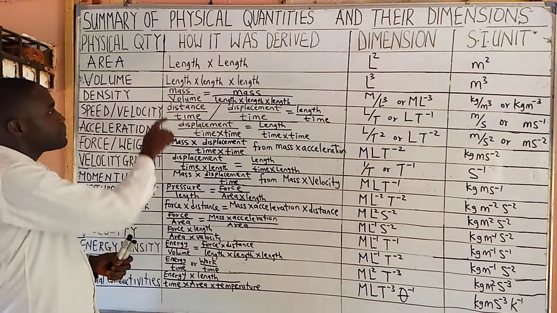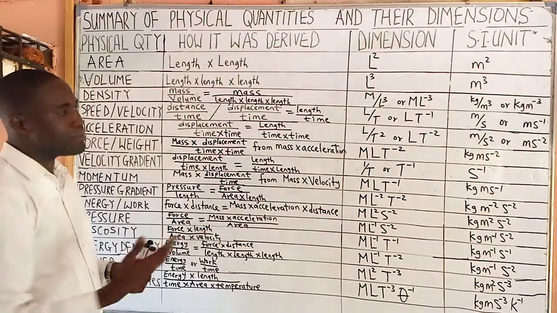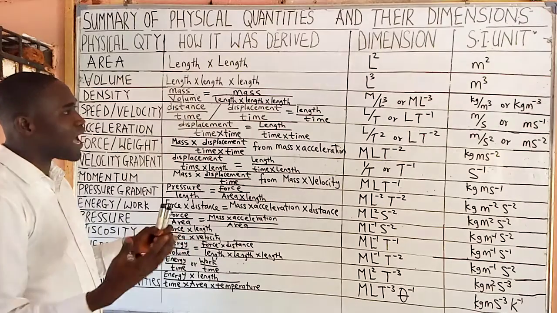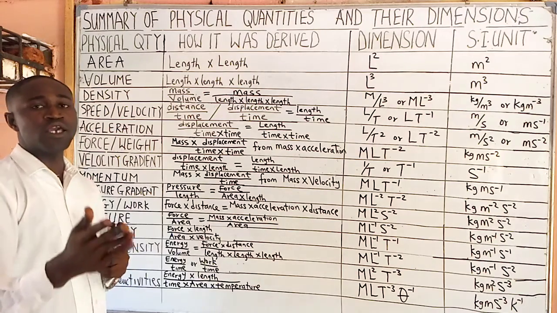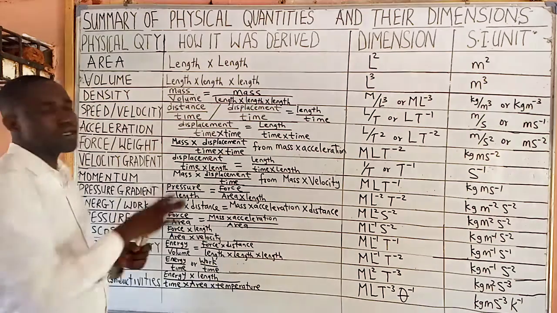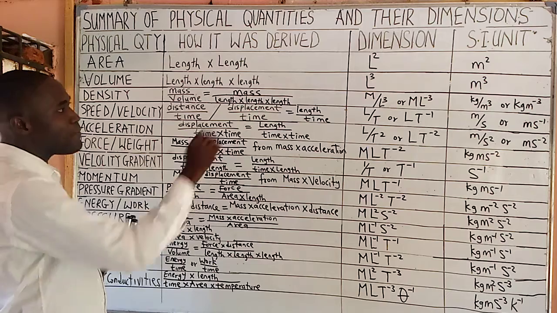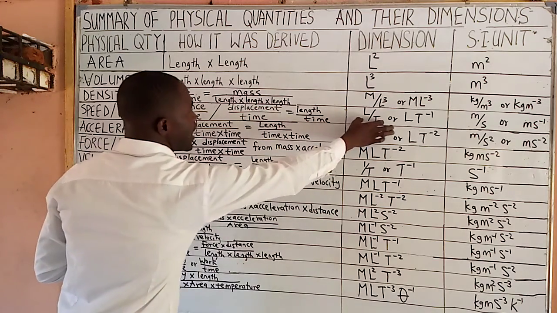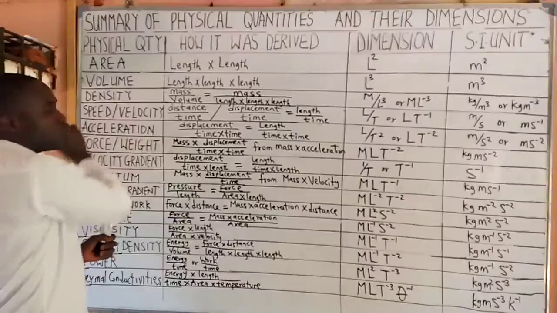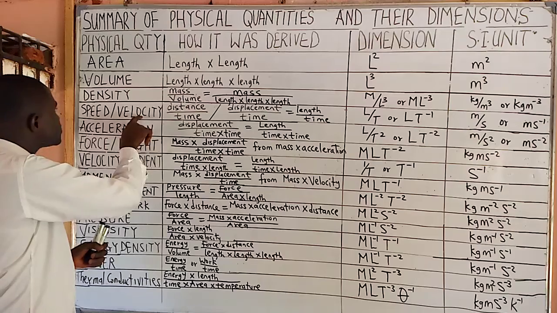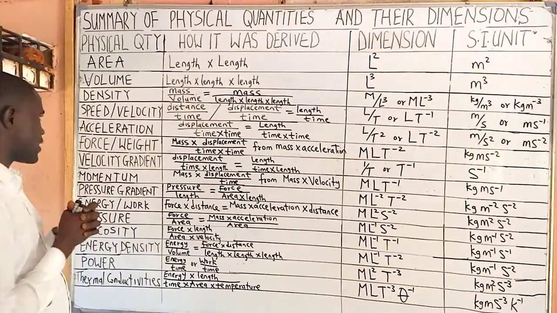Speed and velocity: we just put speed and velocity together. Why? Because they have the same dimension, irrespective of their different meanings. You remember that speed is a scalar quantity, while velocity is a vector quantity. But in terms of their dimension, they have the same dimension, irrespective that velocity has direction, while speed does not have direction. It only has magnitude.